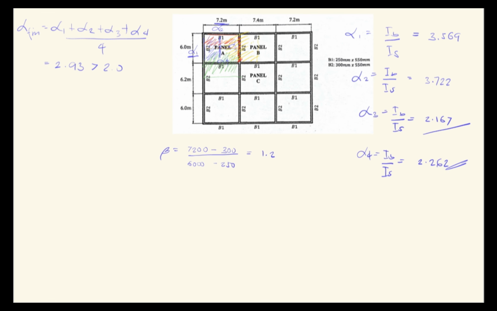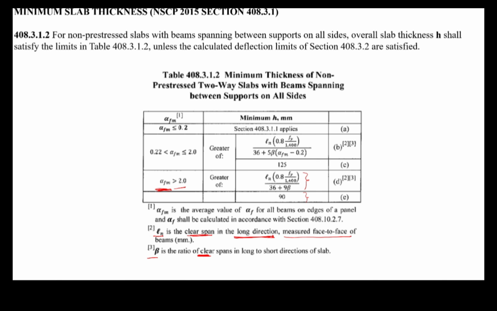L sub n is equal to 7,200 minus 300. Okay, so we have 6,900 mm, and then we can go about substituting the values in this equation here, and after which we compare whatever value we get here with this other value of 90. Whichever is greater will be the minimum thickness of the two-way slab.